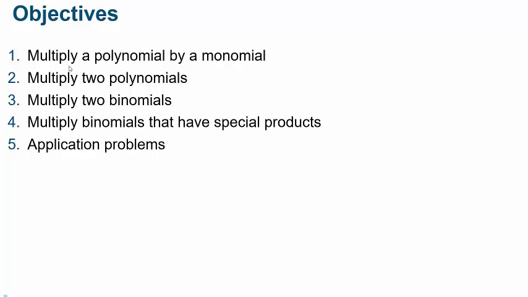Okay, so our objectives are the following. We're going to work through 5 things today. First we're going to talk about multiplying a polynomial by a monomial. That's pretty easy. Then we'll talk about multiplying 2 polynomials. Then we'll talk about multiplying 2 binomials. In this section, I'll introduce something called FOIL. You might have heard of that process in your previous classes. Then I'm going to quickly talk about multiplying binomials that have special products. And then finally, we're going to do an application problem.